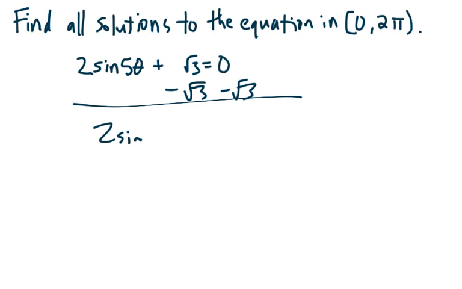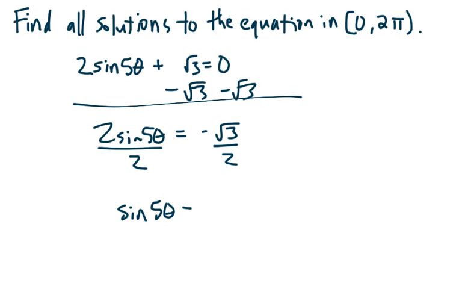2 times sine of 5 theta equals now negative radical 3. To isolate this expression and to get rid of the coefficient, so to undo times 2, we will say divide both sides by 2, or multiply by the reciprocal of 2, if you like. We're going to go ahead and do it this way. 2 divided by 2 reduces the 2's, and now we have isolated the trig function. Sine of 5 theta equals negative radical 3 over 2.